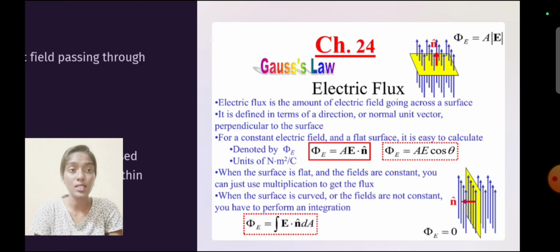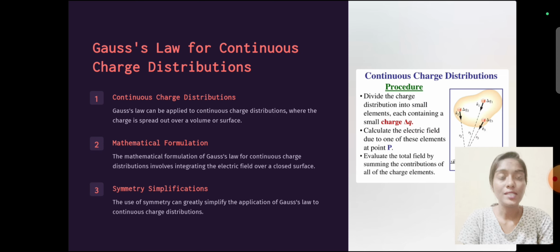When the surface is curved or the fields are not constant, you have to perform an integration. Phi e equal to integration of E into n cap dA. Gauss law for continuous charge distributions. Continuous charge distributions. Gauss law can be applied to continuous charge distributions where the charge is spread out over a volume or a surface. Mathematical formulation.